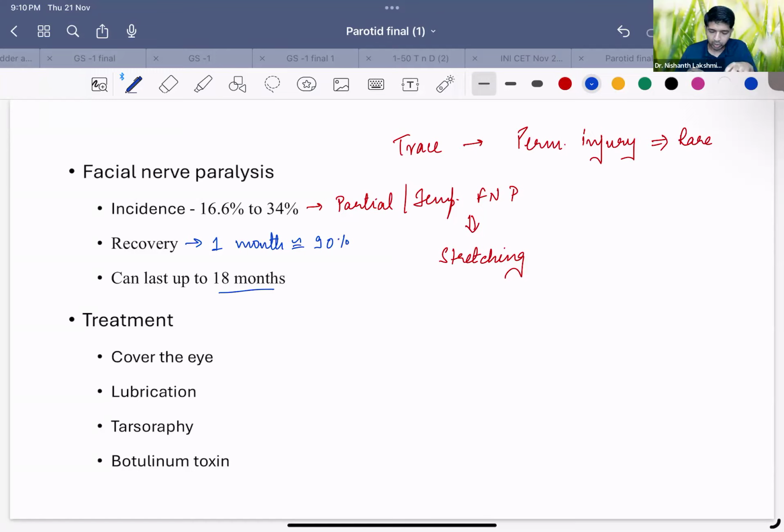Before we talk about treatment, whatever I've mentioned under treatment is for once you have had a permanent injury. Now, my question to the postgraduate students: let us say you've defined the nerves, you've done everything, you've closed it, but as soon as the patient gets up from anesthesia, you see they are unable to close the eyelid or there is deviation of the angle of the mouth. What are you going to do in terms of treatment?